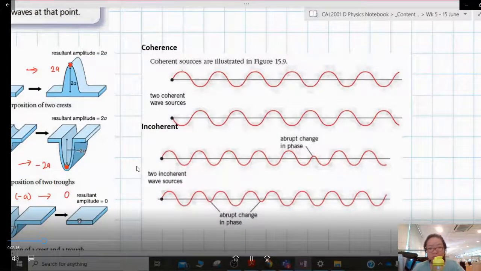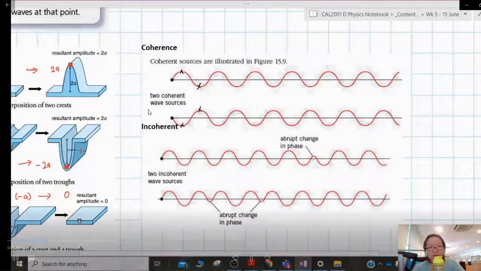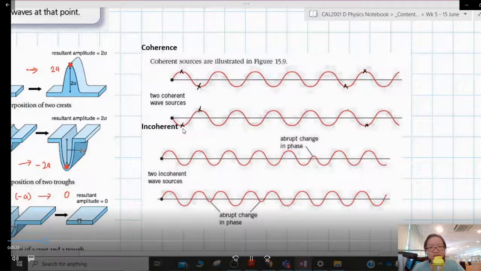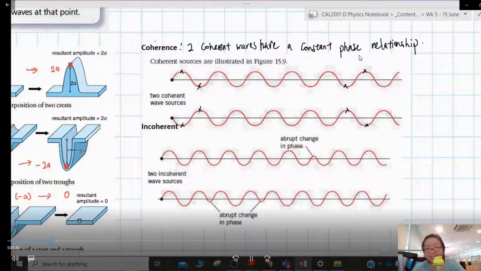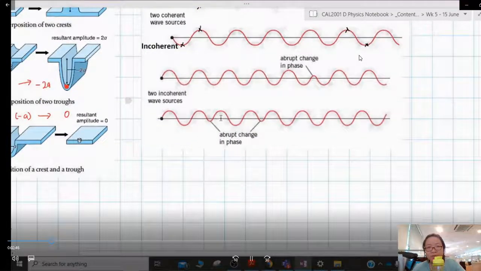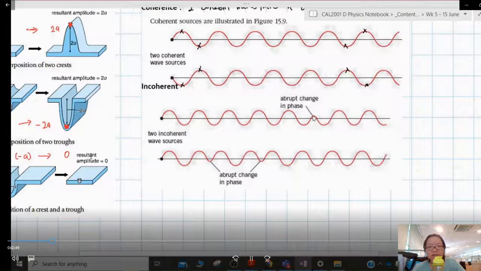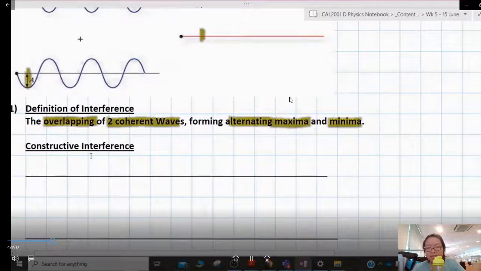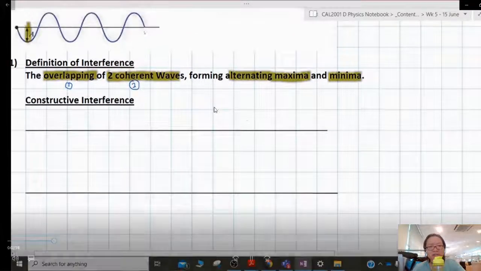When we say coherent, this is what is meant by coherent. You can see this minimum will meet maximum, and maximum will meet minimum. So coherent means that they have the same phase relationship. If my maximum will always meet your minimum and my minimum will always meet your maximum, and it happens all the time, that is a constant phase relationship. That's the key word. Non-coherent is like the second one, where suddenly you change that relationship. You need a consistent coherent relationship.